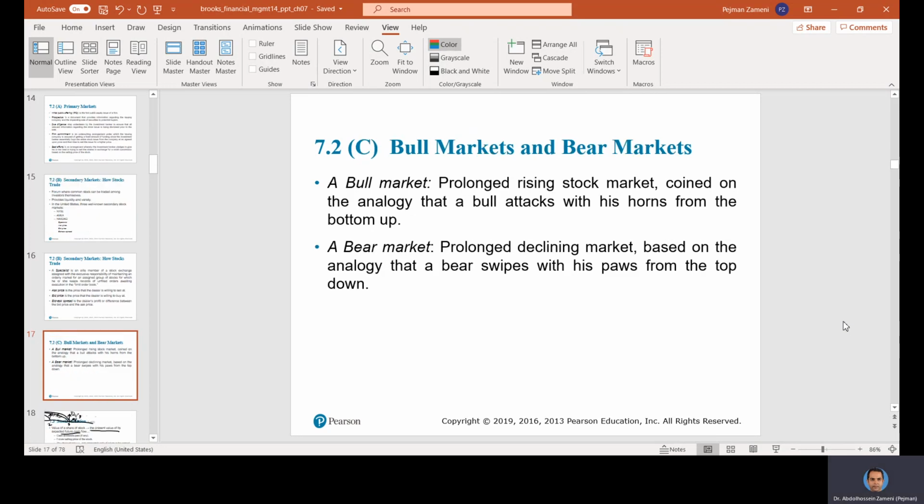Bull markets and bear markets. When the market starts to go up, meaning the prices in general in the market start to go up, it's called a bull market. And when the prices start to drop, it is called a bear market.